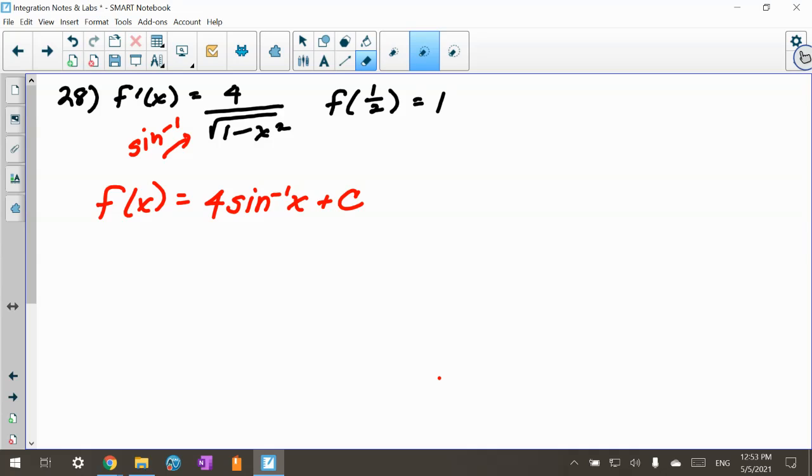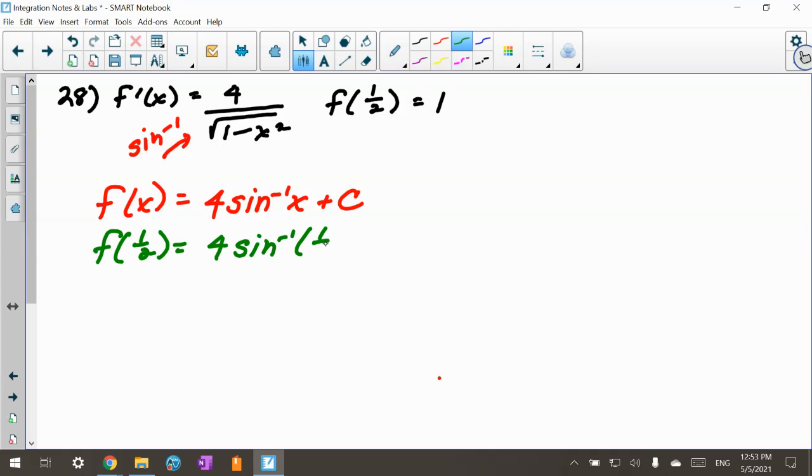Now I'm actually going to find f of a half and put it equal to 1 so I can figure out what my c is. So f of 1/2 equals 4 inverse sine of 1/2 plus c, and it equals 1. And I do know, and this has to be in radians as well, that the inverse sine of a half, if you're thinking of degrees, is 30 degrees, but we're doing radians, so that's going to be pi over 6. So I have 4 times pi over 6 plus c equals 1.